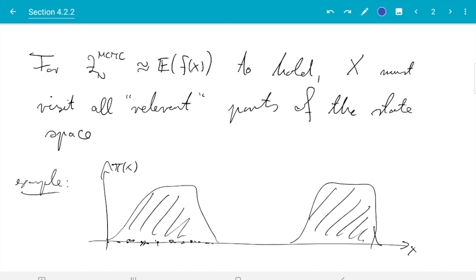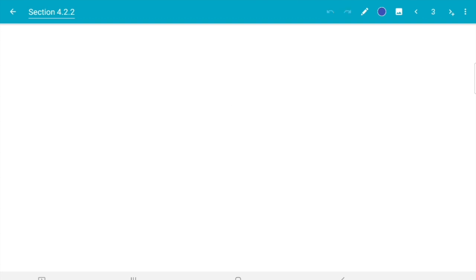Good. So let's leave our discussion of section 4.2.1 at this, and now let's jump straight in for section 4.2.2. The first concept we need to discuss is the bias of these estimates. And different from standard Monte Carlo estimates, it turns out Markov chain Monte Carlo estimates are biased.